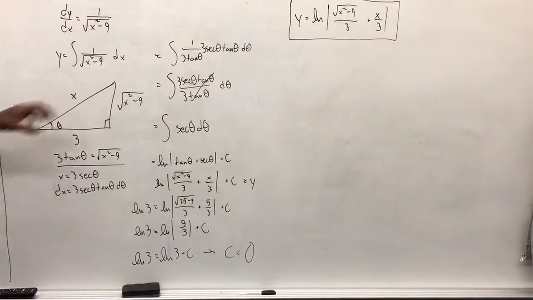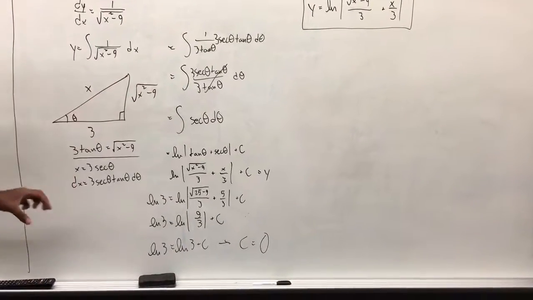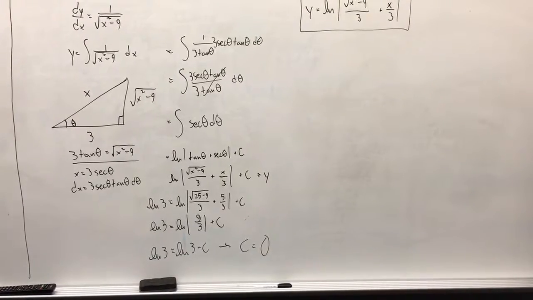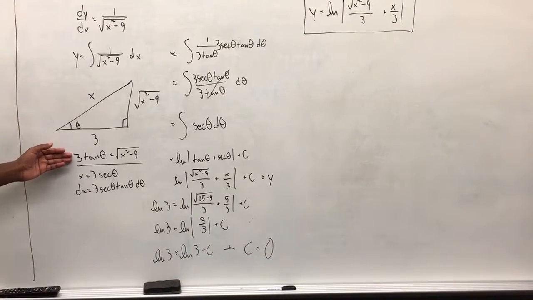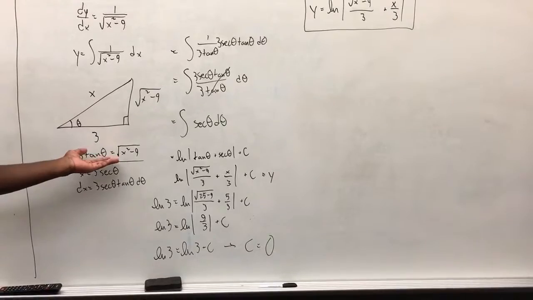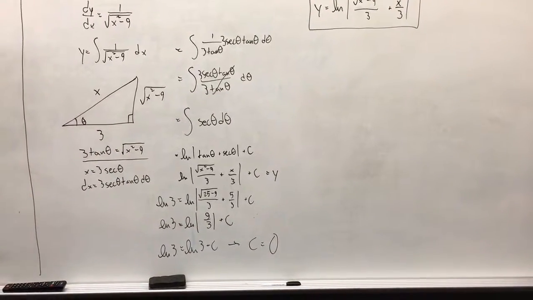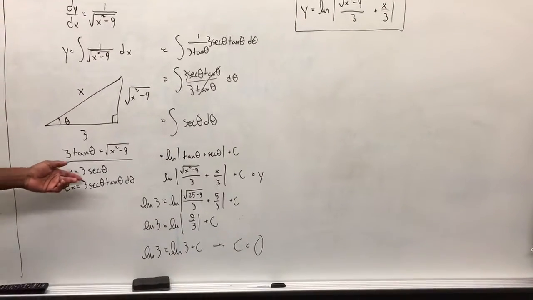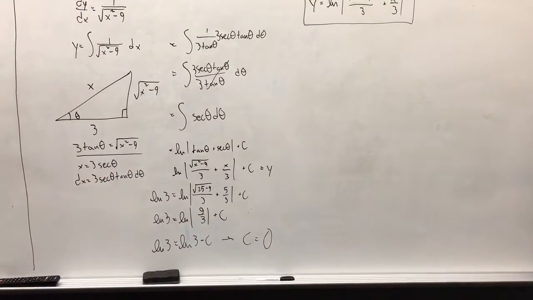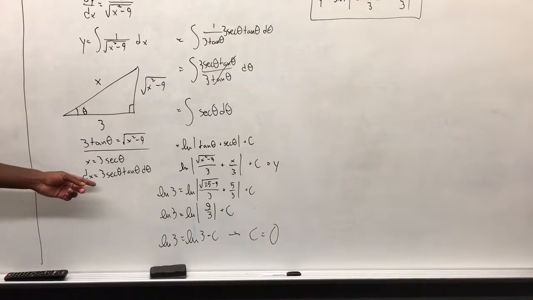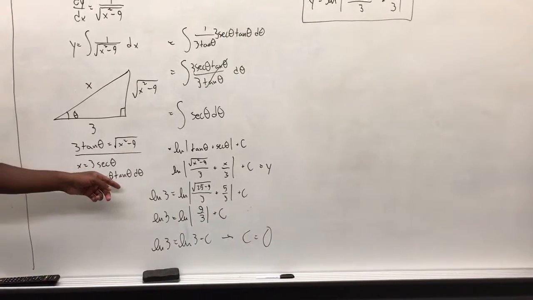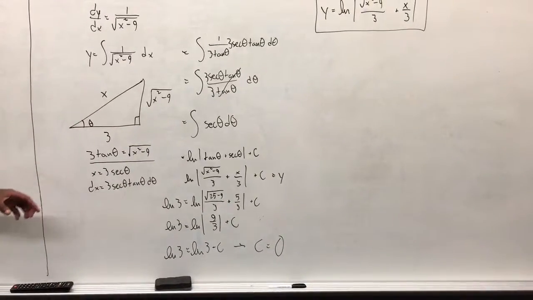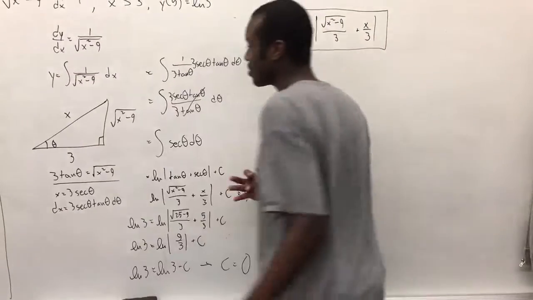Now we want to find what this is equal to in terms of theta, and we want to find x and dx in terms of theta, just like we did last time. So 3 tangent of theta is equal to the square root of x squared minus 9. And we can also find x from here. So x is equal to 3 secant theta, and therefore dx is equal to 3 times secant theta tan theta d theta. So now we can take this and put this back into our equation in terms of theta.